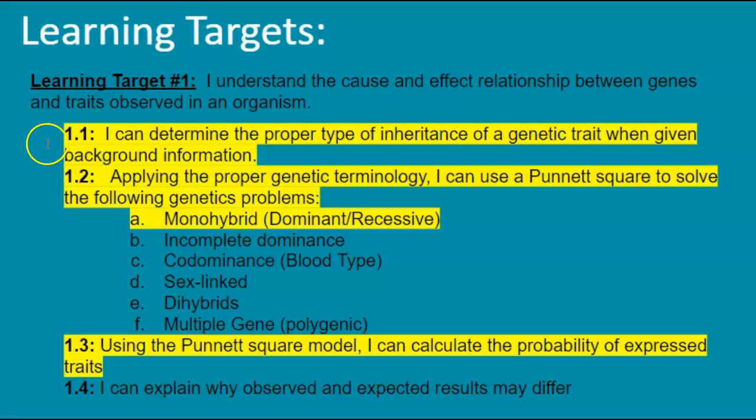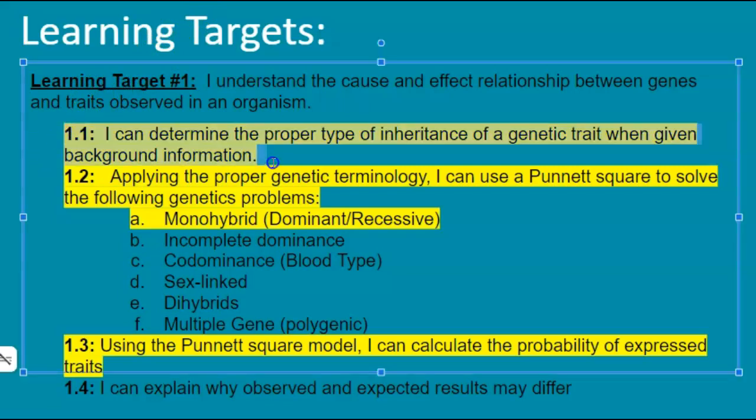So our goal is to be able to determine the inheritance of a trait, apply genetic terminology and use a Punnett square. And today we're just working on what's called monohybrid, dominant and recessive. Okay, so dominant and recessive problems.